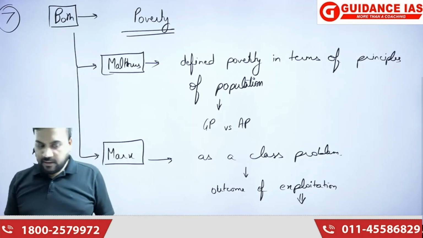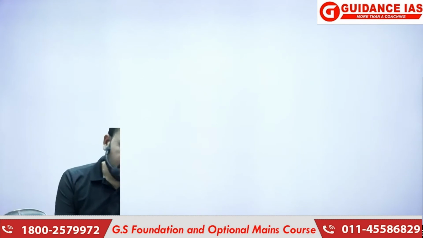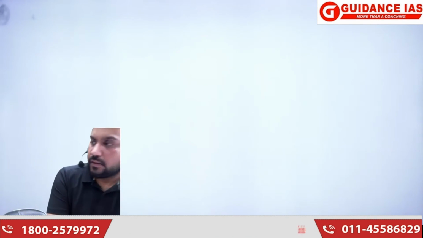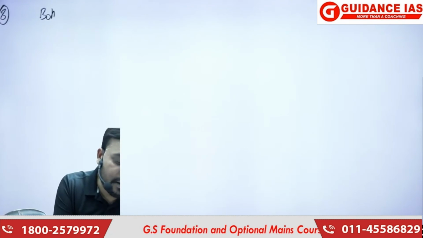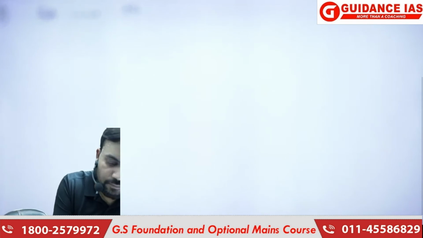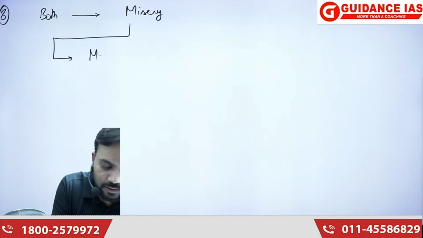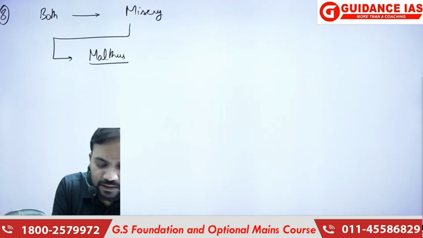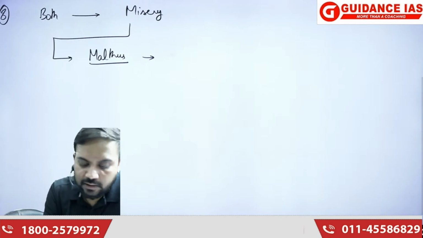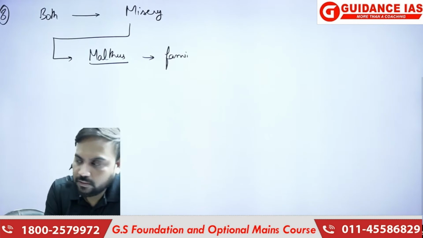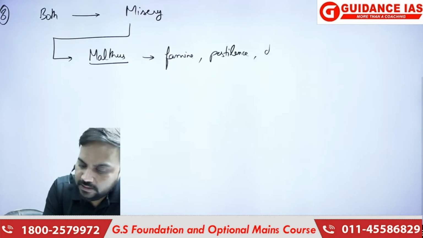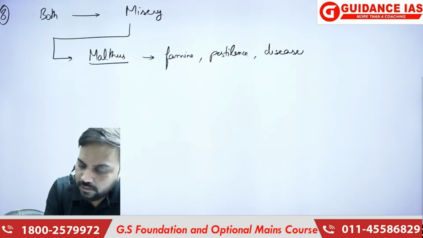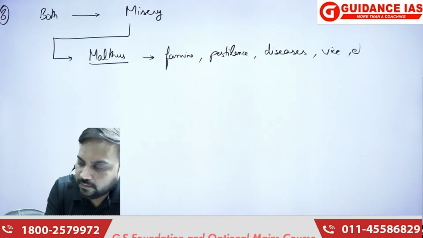ठीक है, इसी कंटेक्स्ट में एक और पॉइंट लिख सकते हैं. Both of them agreed on the definition of misery. Both of them have talked about misery. But for Malthus, misery कौन सी थी? It was considered as famine, pestilence, diseases, vice, etc.